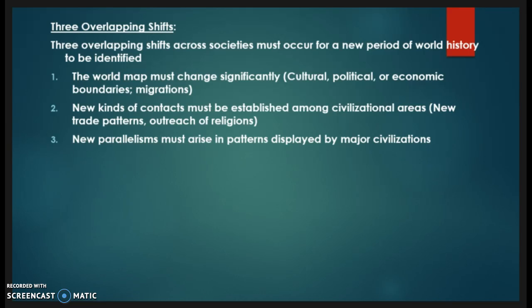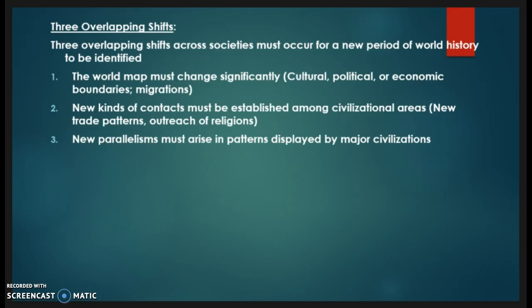A great example of this is the fall of the great empires. That would be the Greek Empire, the Roman Empire, the Han Empire, the Persian Empire, and the Mauryan-Gupta Empire, which happened in the classical era of history. This fall represents the first shift, as the world map significantly changed once the Roman Empire fell and power shifted from the Mediterranean world towards the Middle East and South Asia in India.